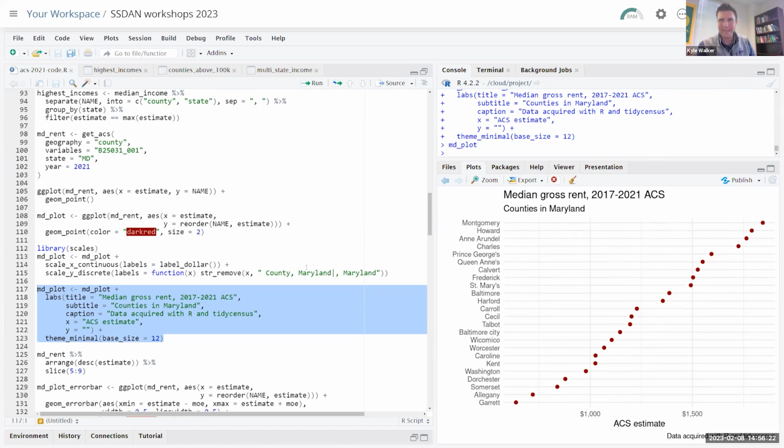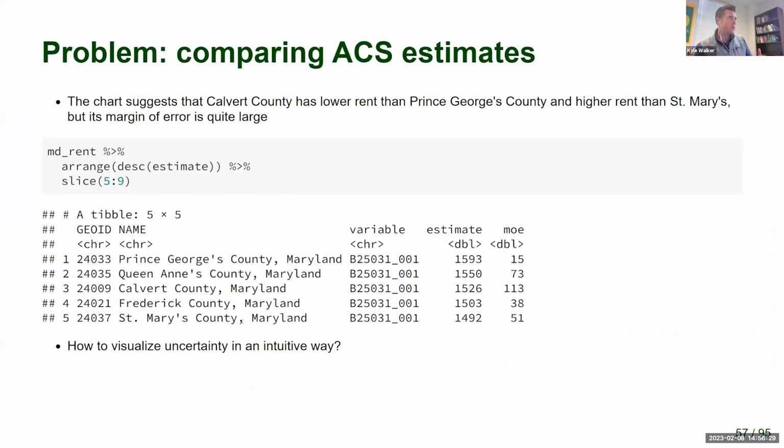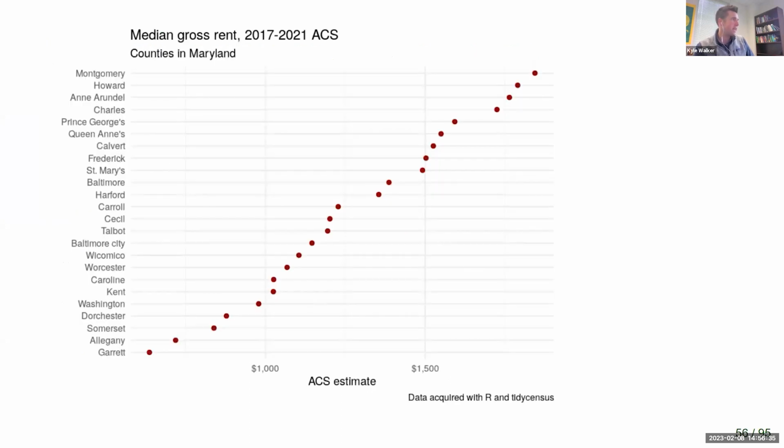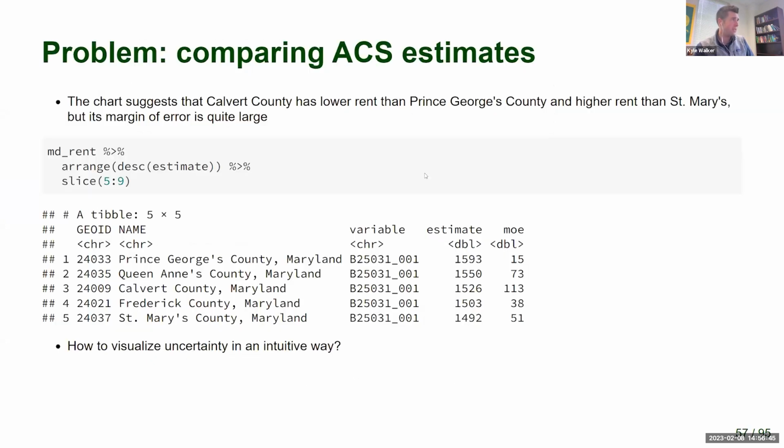But as I mentioned, this ranking, because it's ACS data, can be misleading. If you look at this, for example, I'm comparing some of these estimates here. You look at, say, Queen Anne's, Calvert, Frederick, St. Mary's, all those dots are really near to one another. And it says that, say, Queen Anne's is higher than St. Mary's, but is it really? I'm not going to run this code specifically, but if you look at the margins of error around this, Calvert County, for example, has a margin of error of $113 around its estimate of $1,526, which means Calvert County might actually be higher than Prince George's County, and it might actually be lower than St. Mary's County, given the margin of error. We don't know. And so this is something that's important to take into account.